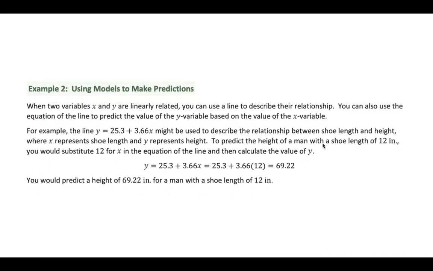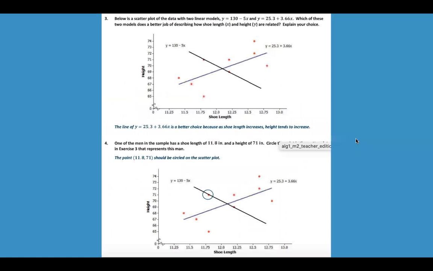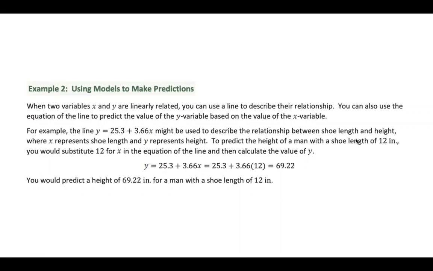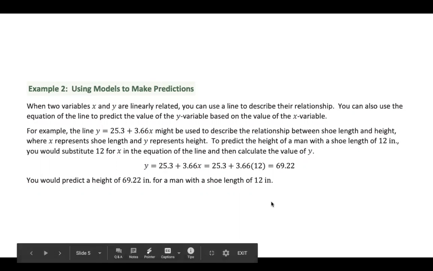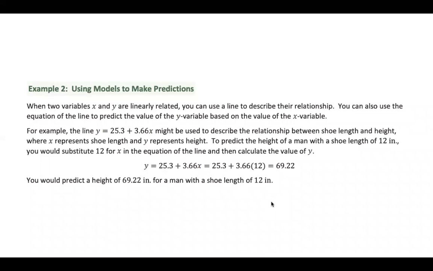So to predict the height of a man with a shoe length of 12 inches, we would substitute 12 in for x in the equation and then solve it. So just like we were doing before, but now we're talking about real situations. So we would substitute that 12 in and multiply it by 3.66 and then add 25.3. And we would predict that they would be around 69.22 inches tall for a man who had a shoe length of 12 inches.